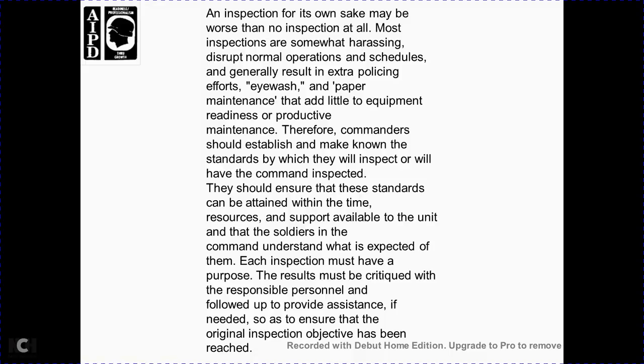Commanders shall ensure that these standards can be attained with the resources and parts availability in the unit, so that soldiers and commanders understand what is expected of them. Each inspection must have the purpose of critiquing the responsible personnel and providing the assistance needed to ensure the objective of the inspection has been reached.